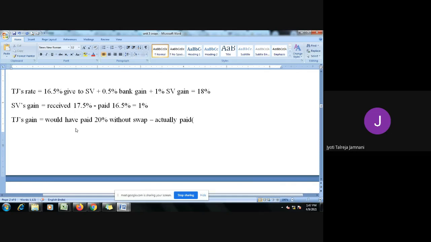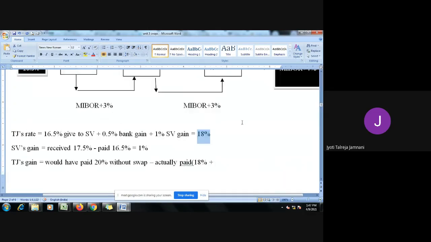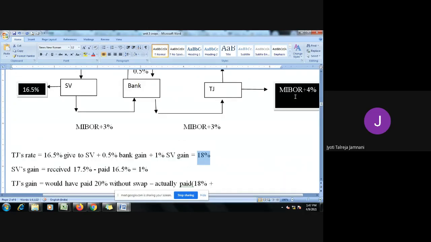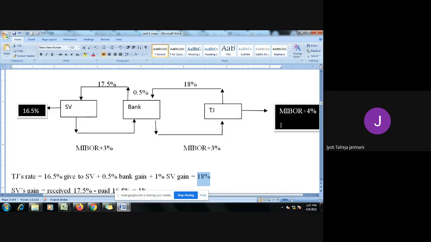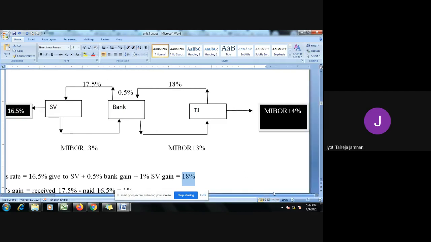So what he would have paid minus what he has actually paid, we will do to get the gain. So he has actually paid 18%, plus this 18% which he paid. Okay. Plus how much, see here, it has paid in the market MIBOR plus 4%, but it has received only MIBOR plus 3%. So that difference of how much here, can anybody tell me? In the market, TJ has paid MIBOR plus 4 and it has received only MIBOR plus 3 from SV.